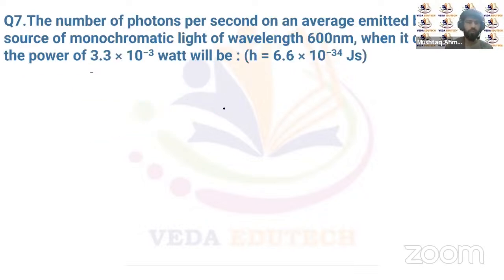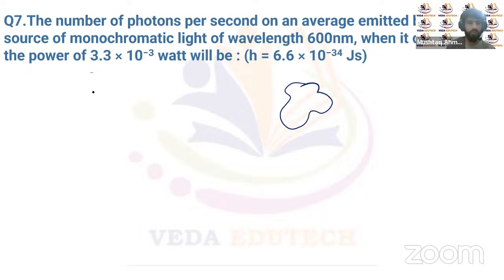Now let's move on to question number 7. The question is: the number of photons per second on an average emitted by a source of monochromatic light of wavelength 600 nanometers when it delivers the power of 3.3 into 10 to the power minus 3 watt. Now, the power here means that the energy incident per second is 3.3 into 10 to the power minus 3 joules. So this much energy is incident on the metal surface per second.